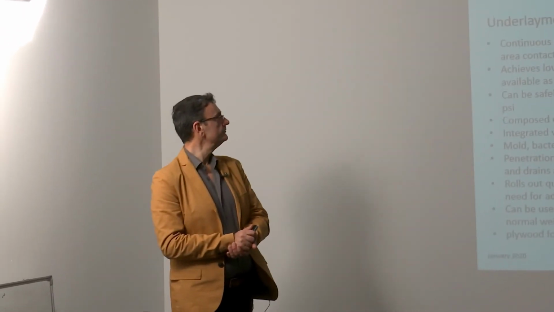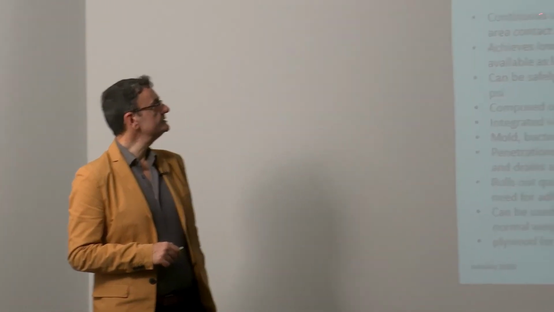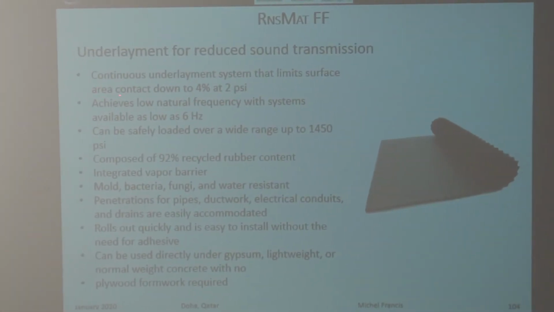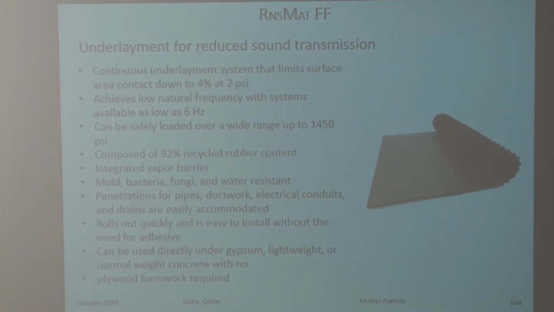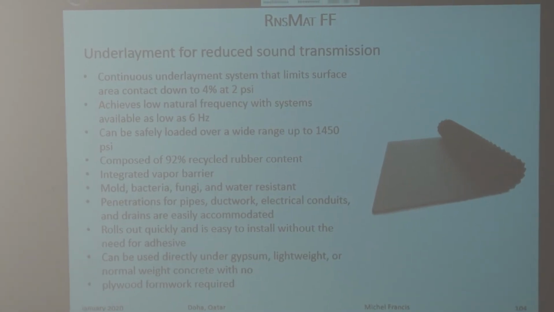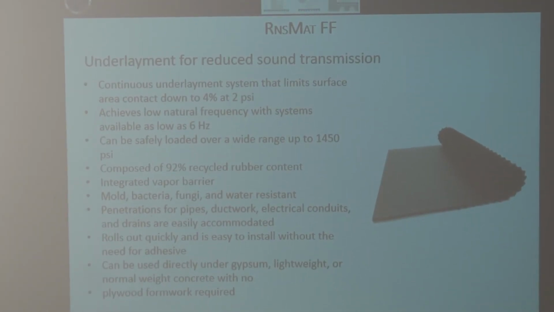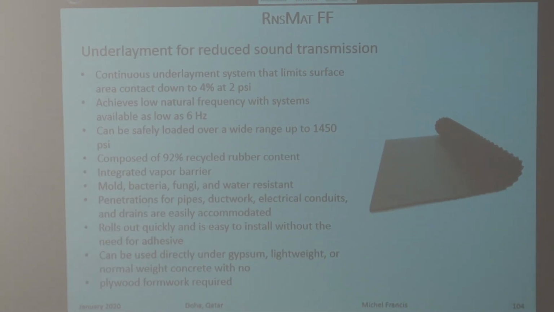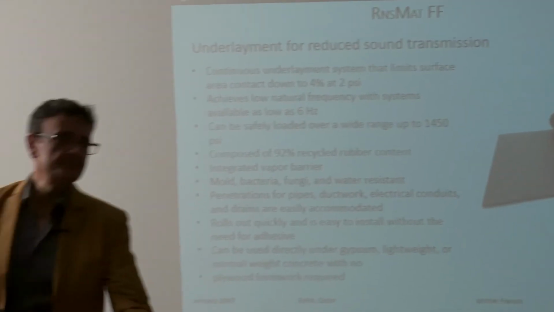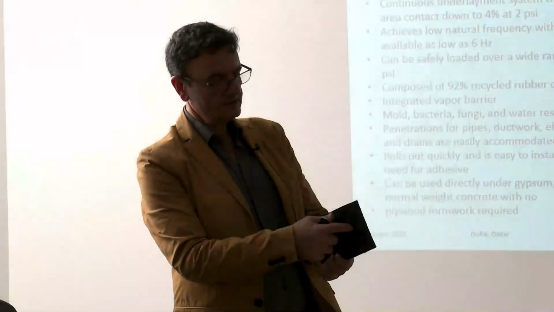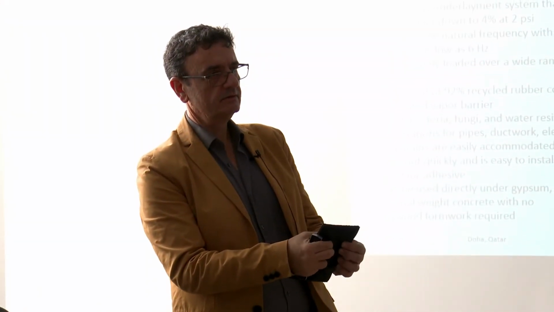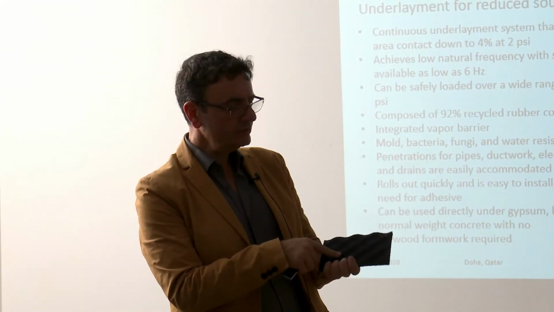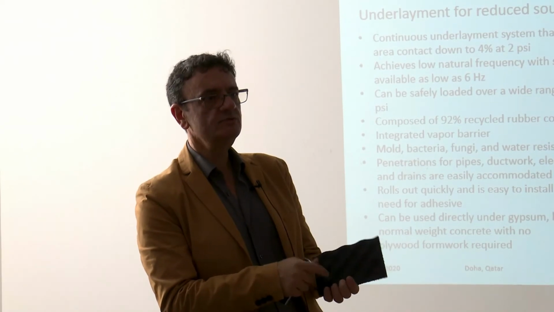What is the first point? Can you explain that? Continuous underlayment system that limits surface area contact down to 4% at 2 psi. So the contact area with the surface down is limited. That is what makes it absorb the vibration. This is the contact area. That is the important thing. This is what makes it work. Without those, it doesn't work well.